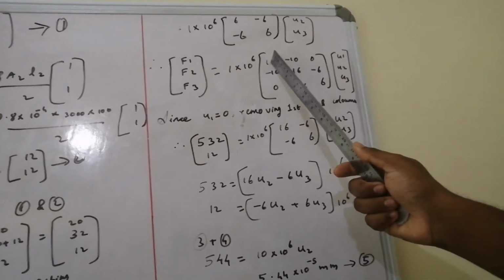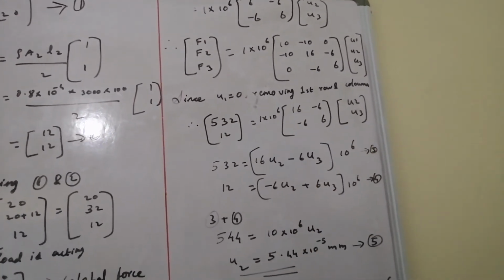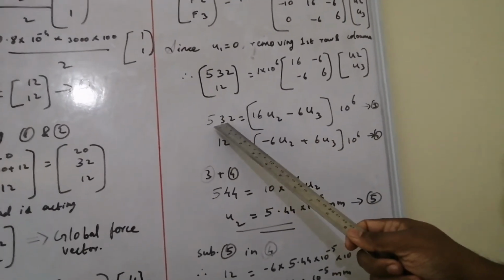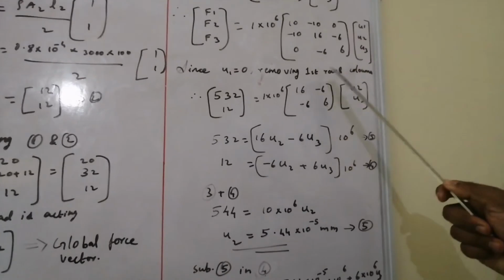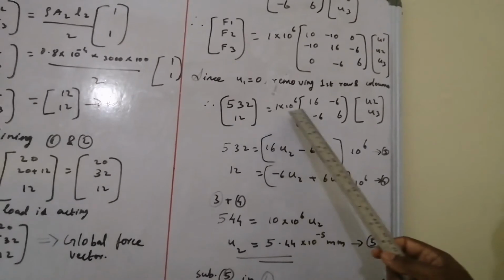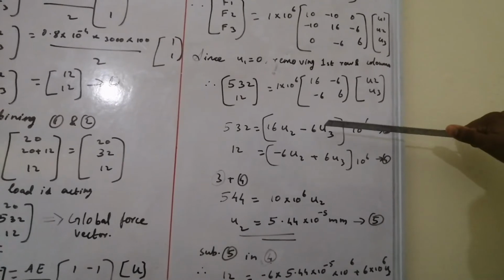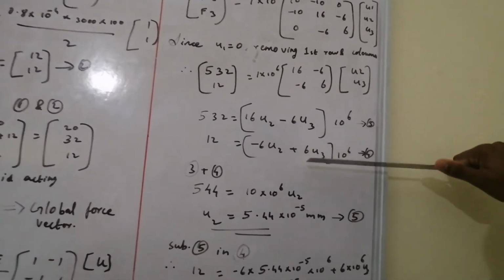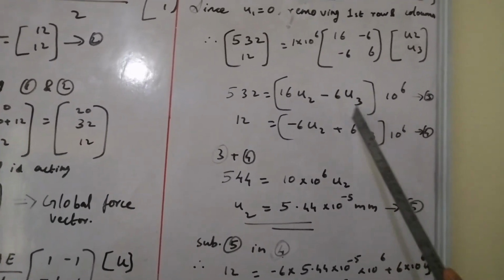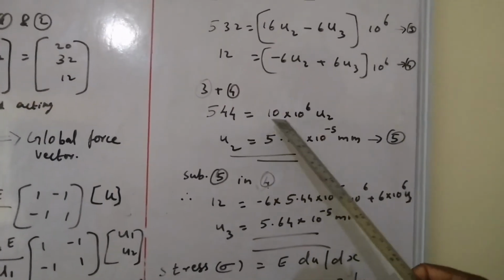We are removing the first row and first column, so we will get the other terms, U2 and U3. We know that F2 equals 16 into U2 minus 6 into U3, times 1 into 10 power 6, and F3 equals minus 6 into U2 plus 6 into U3. And now we are combining these equations. While adding these equations, we can remove the U3 term, and we will get only the U2 term. That is 544 equals 10 into 10 power 6 U2.